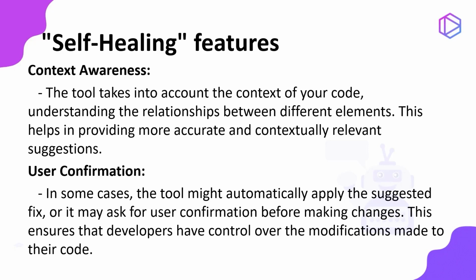User confirmation. In some cases, the tool might automatically apply the suggested fixes to your code, or it may ask for user confirmation before making the changes. This ensures that the developer has control over the modifications made to their code. Yes, Tabnine is an AI which the developer or programmer controls. You are going to be controlling your AI.